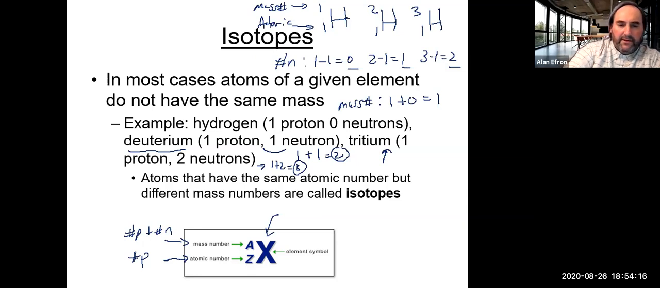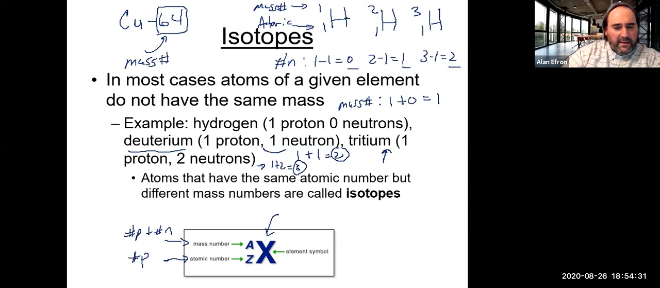Just to finish up here before we call it, another way that isotopes are sometimes written is like this, copper-64. When it's written like this, the number is the mass number. So that's another way you'll sometimes see isotopes written. And again, isotopes are the same element, but with different numbers of neutrons, a different mass number, and a different mass. Any questions on any of that?